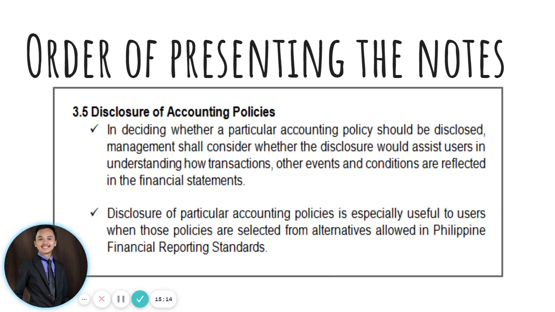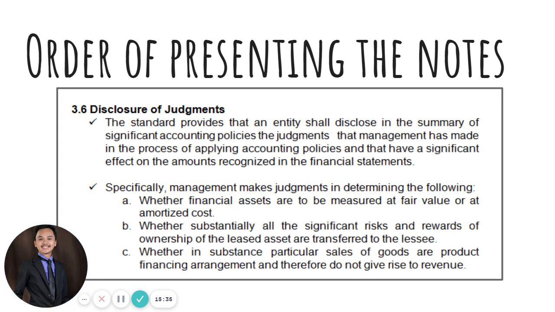All right. So again, an example of the accounting policies is the manner of depreciating your property, plant, and equipment and all other depreciable assets, which are required to be reported in your financial statements. Okay, so PAS 1, paragraph 122 provides that an entity shall disclose in the summary of significant accounting policies the judgments that management has made in the process of applying accounting policies and that have a significant effect on the amounts recognized in the financial statements.